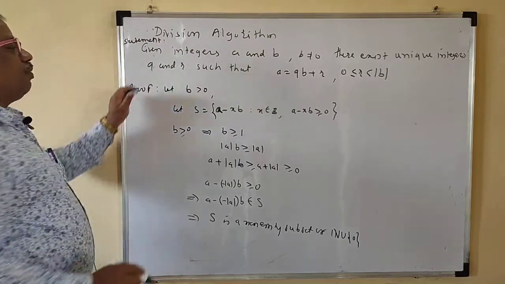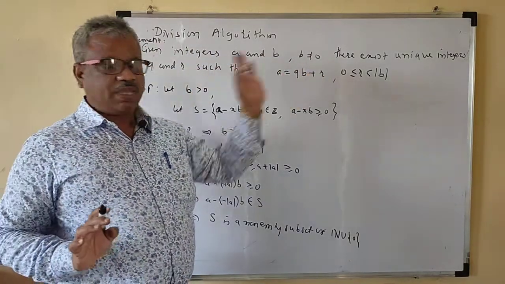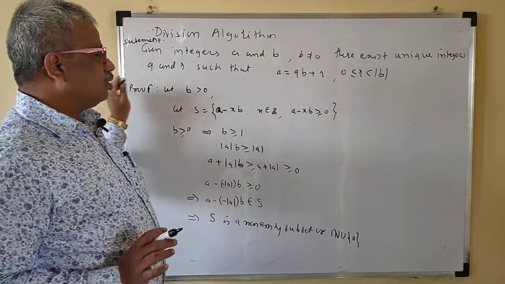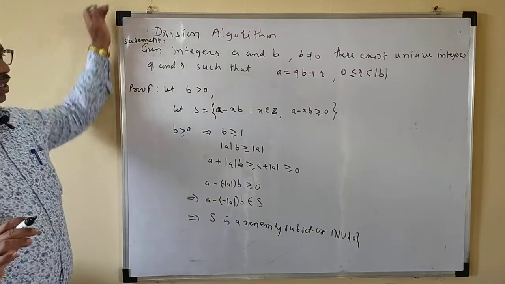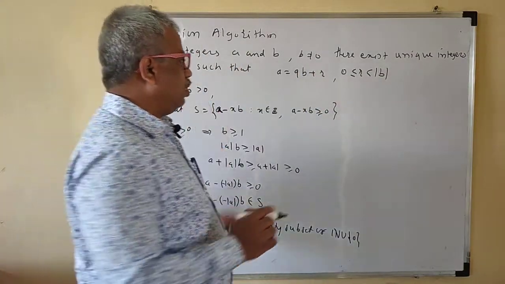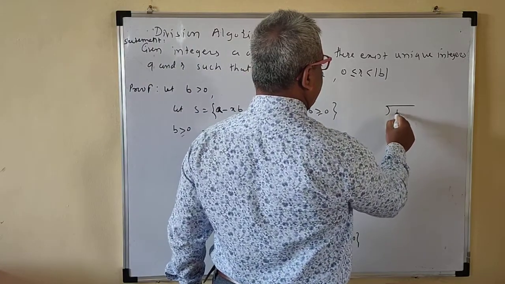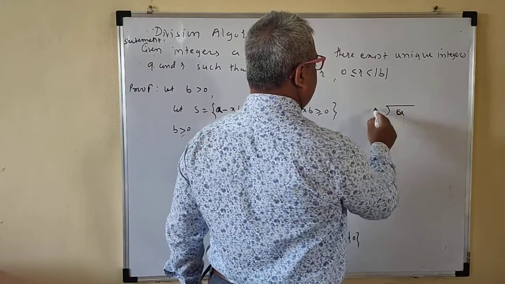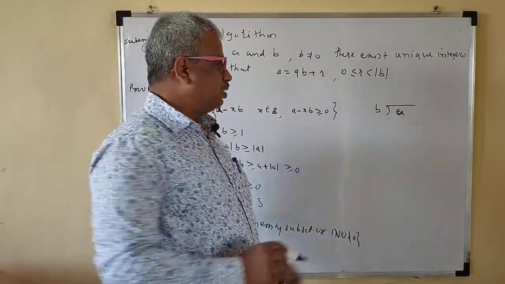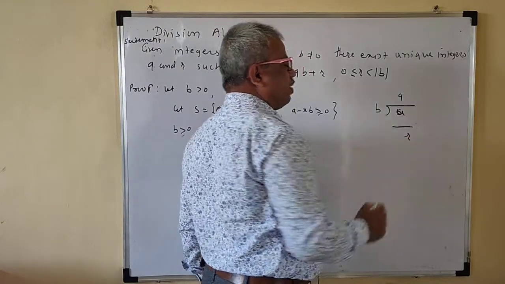Statement: given integers a and b such that b is not equal to 0, then there exist unique integers q and r such that a is equal to bq plus r, where 0 is less than or equal to r. So how did you get this one? This is your a. When we are dividing any integer by b, this will be the quotient q, and whatever is left is the remainder r.